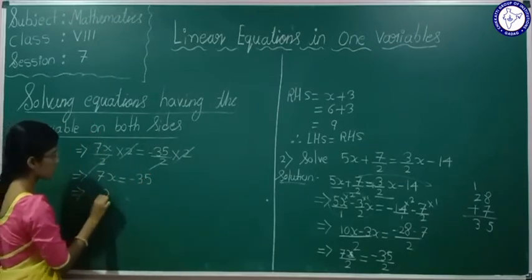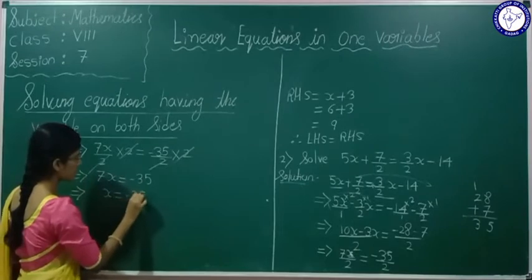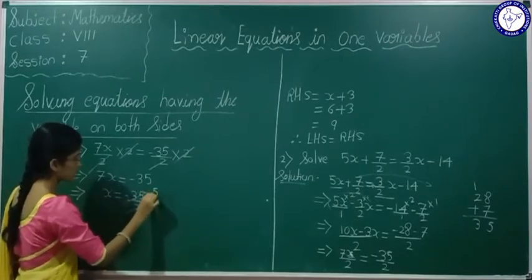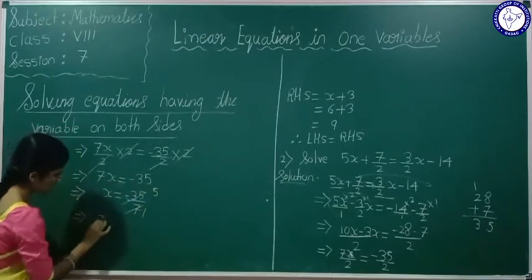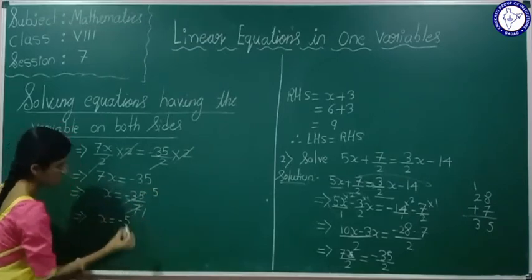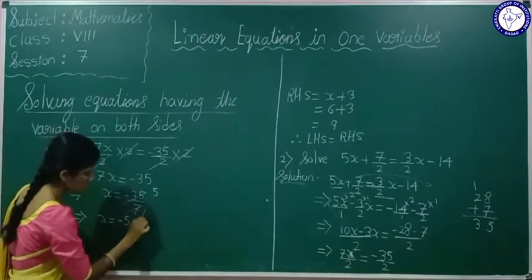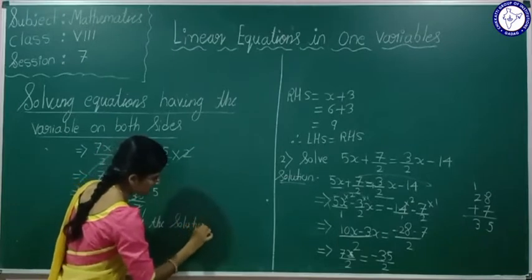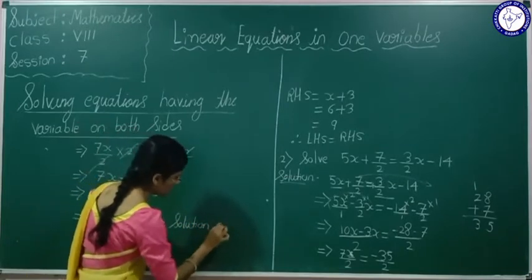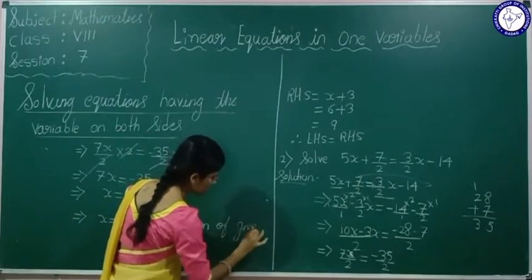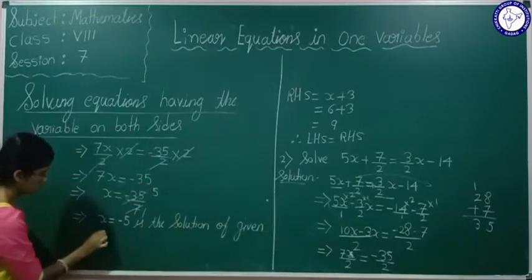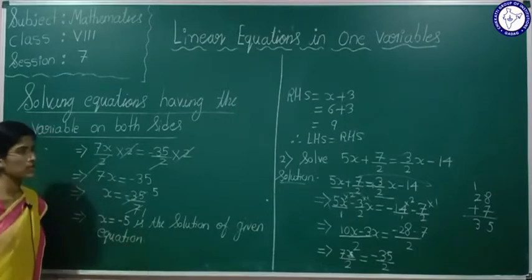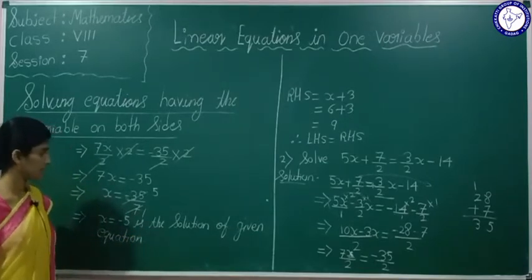So this implies x is equal to minus 35 by 7. 7 ones are 7, 5s are, right? So this implies x is equal to minus 5. This is the solution of the given equation.